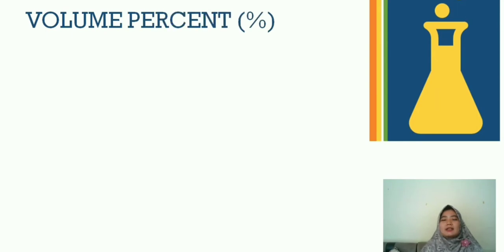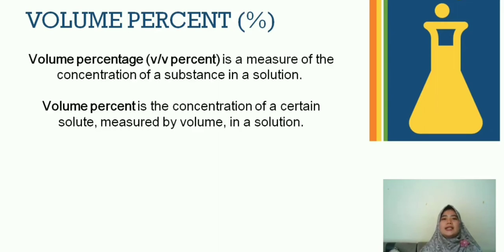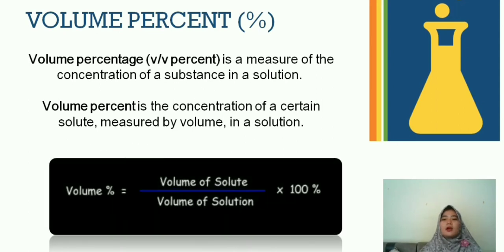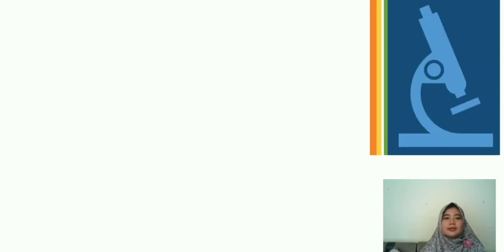For the next concentration unit in chemistry, that is volume percent. For the definition, volume percentage is a measure of the concentration of a substance in a solution. Volume percent is the concentration of a certain solute measured by volume in a solution. The formula of volume percent is volume of solute divided by volume of solution times 100%.